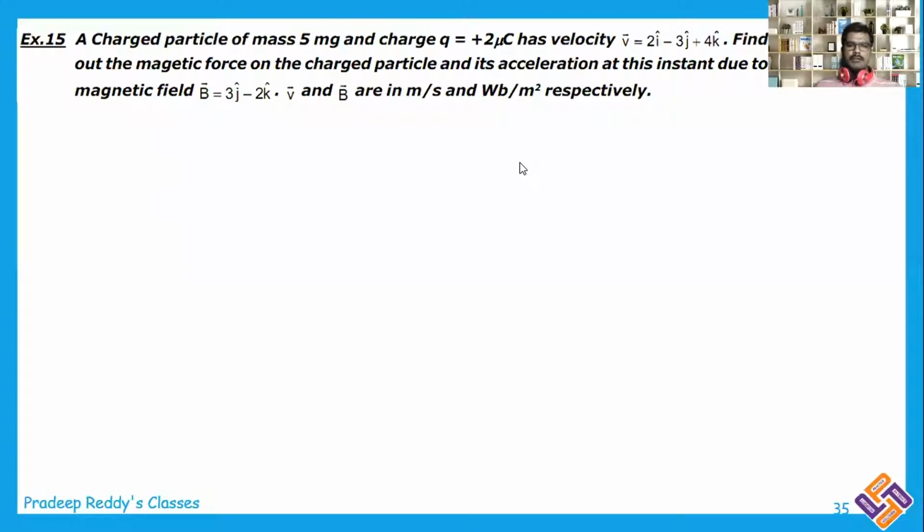Students, in the last video, we discussed the force acting on a charged particle when entering a magnetic field. The equation for the force acting on the charged particle when it enters a magnetic field is F equal to Q into V bar cross B bar. This is the equation which we have got.